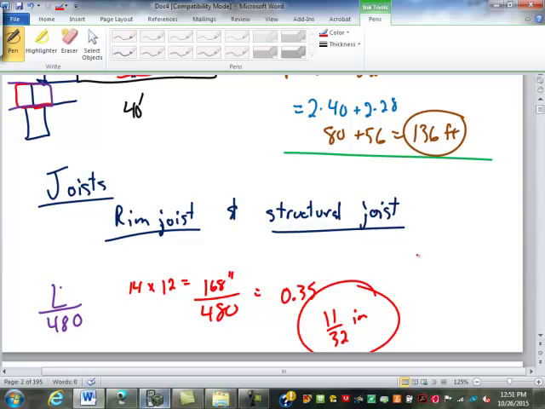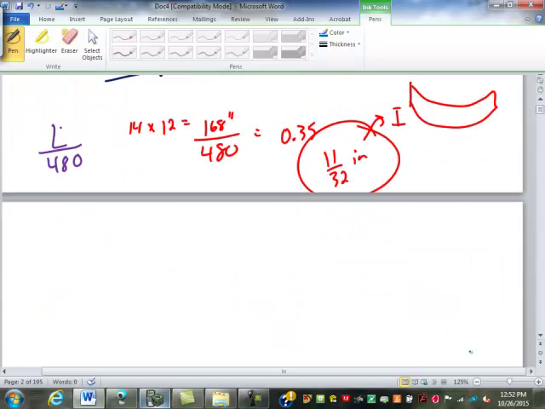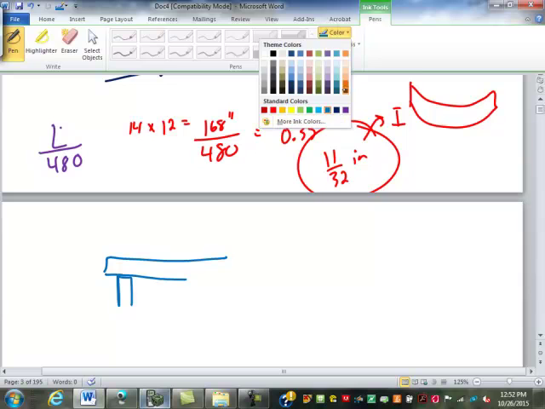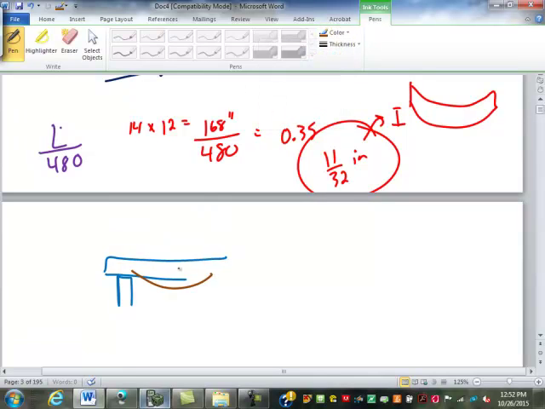It can actually sag in the middle. I know this is exaggerated a bit. 11 32nds of an inch. Now think about that. If they're overlapping, and this one sags in the middle 11 32nds of an inch, so here's our beam. If that joist goes past the beam and overlaps the other joist, if it sags here, what's going to happen out here? It's going to lift up.